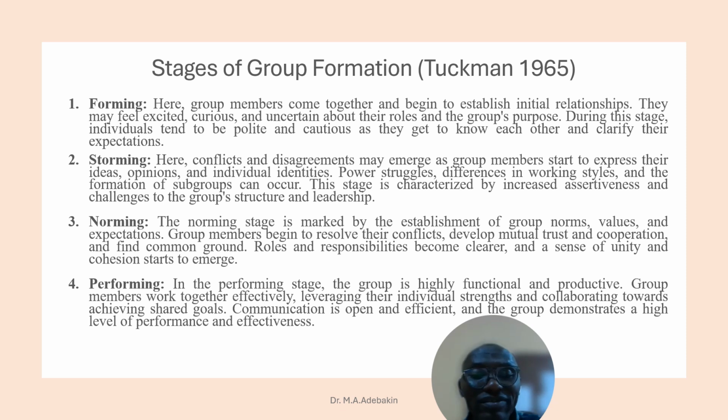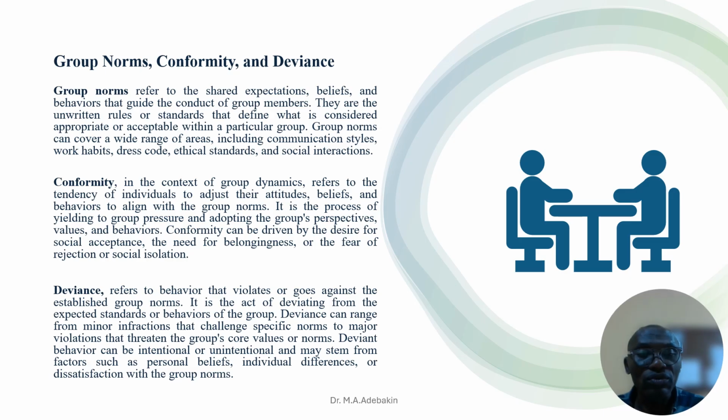Whereas the second stage is storming. Here, conflicts and disagreements may emerge as group members start to express their ideas, opinions, and their individual identities. Then the third one is norming. The norming stage is marked by the establishment of group norms, values, and expectations. Then you have the performing stage, where the group is highly functional and productive. Group members work together effectively, leveraging their individual strengths and collaborating towards achieving shared goals.